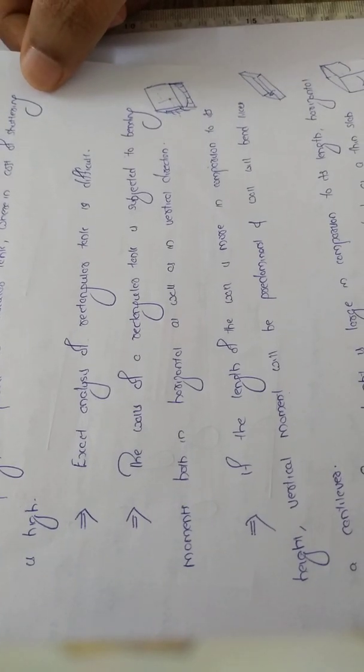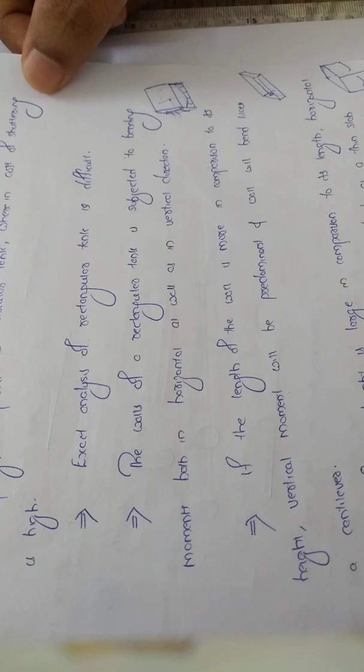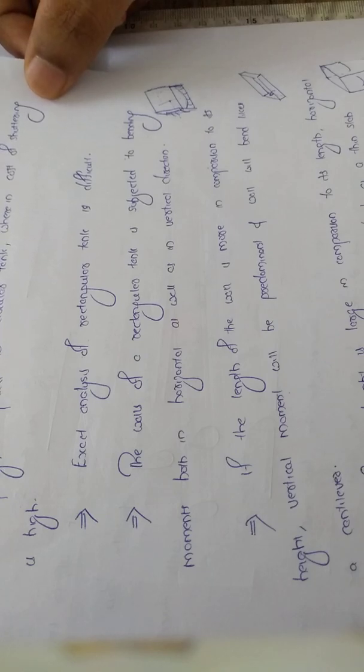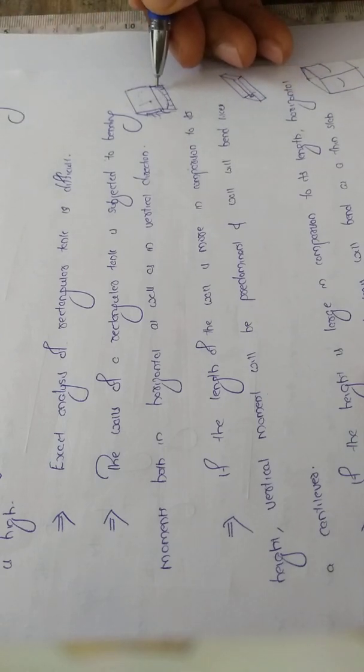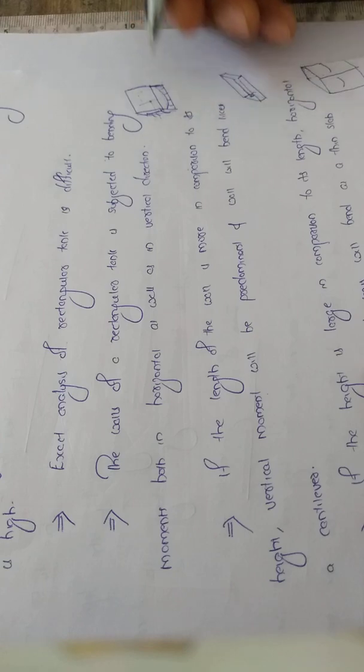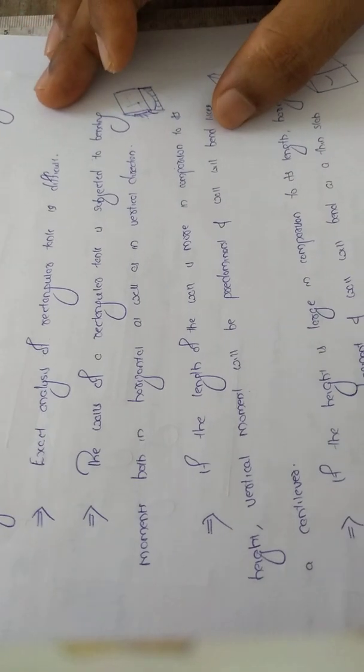The walls of the rectangular tank are subjected to bending moments both in the horizontal as well as vertical direction. So if this is a rectangular tank, the upper portion will be subjected to horizontal bending and the lower portion will be subjected to vertical bending. We will see more detail on this later in this video.